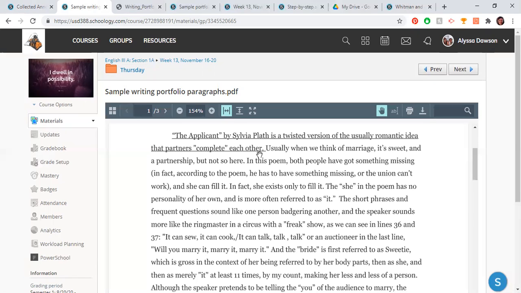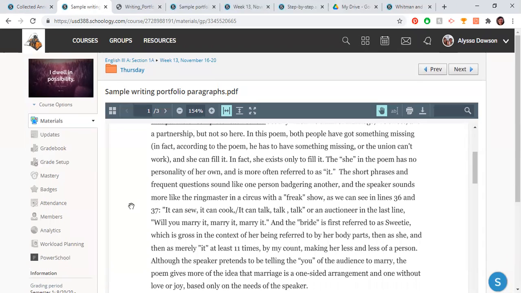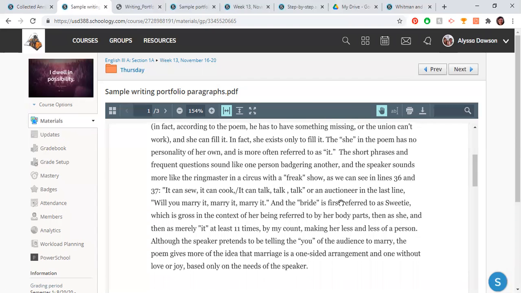So The Applicant by Sylvia Plath is a twisted version of the usually romantic idea that partners complete each other. Usually when we think of marriage, it's sweet and a partnership, but not so here. In this poem, both people have got something missing. In fact, according to the poem, he has to have something missing or the union can't work, and she can fill it. In fact, she only exists to fill it. The she in the poem has no personality of her own and is more often referred to as it.